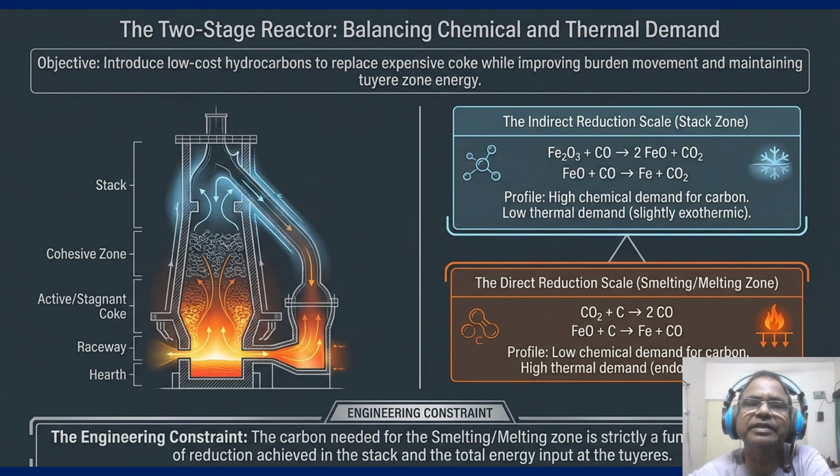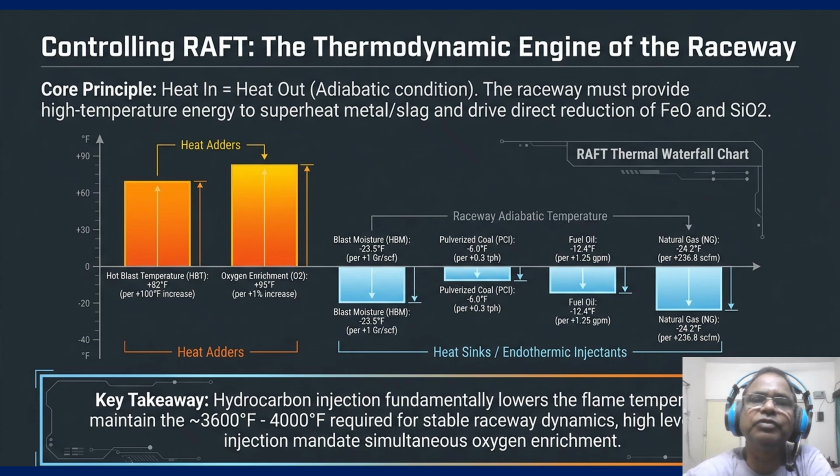So to maintain that energy balance while injecting cold hydrocarbon, we have to master the adiabatic engine of the raceway, and that is all about the flame. Flame control becomes most important. So coming to slide number 2, which is about controlling the thermodynamic engine of the raceway. This is your master dashboard, shown on the slide, for the raceway stability.